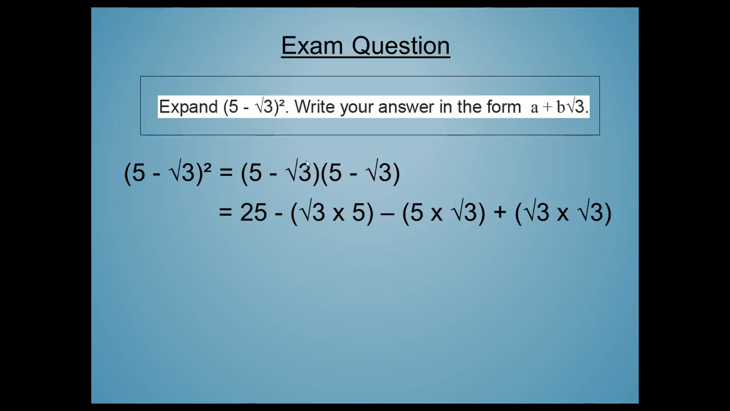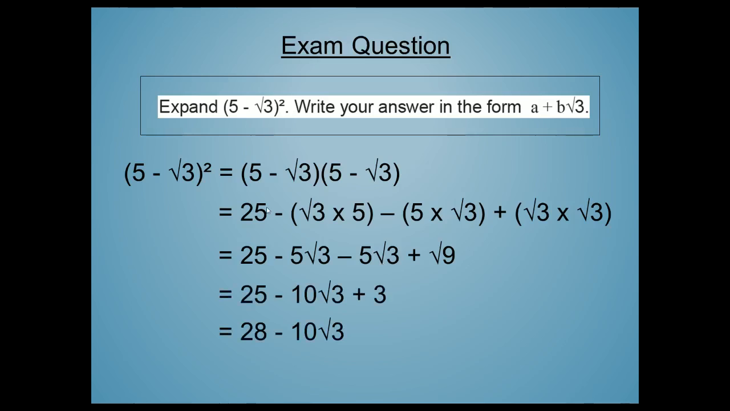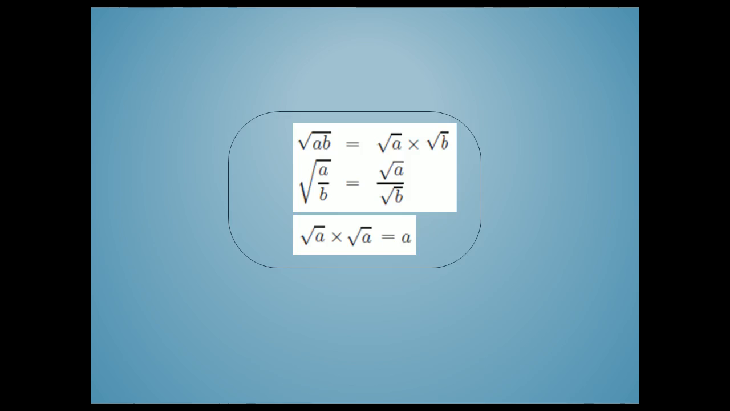If I group those together, I have minus 5 root 3 minus 5 root 3 plus square root of 9. With 2 minus 5 root 3s, that will give us minus 10 root 3 there. And the square root of 9 is 3, so 25 plus 3 is 28. I'm going to have 28 minus 10 root 3, and that is in the form a plus b root 3 because the a is 28 and the b is minus 10. And that's a very typical exam question. Now, those are your rules.